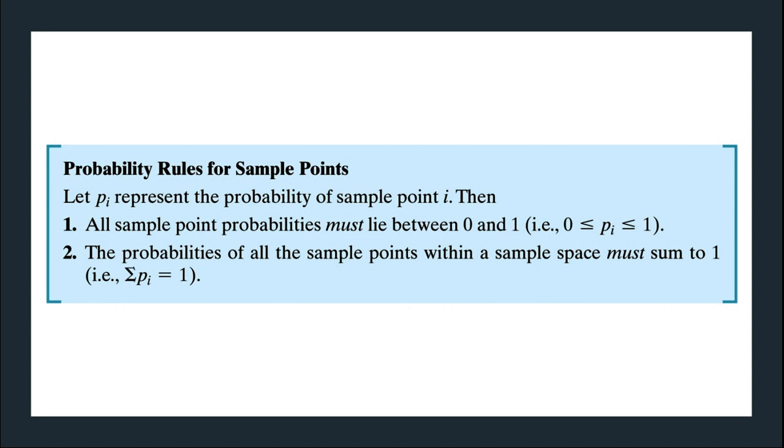2. The probabilities of all the sample points within a sample space must sum to 1. For example, the probabilities that you pass the exam and you do not pass the exam sum to 100%.